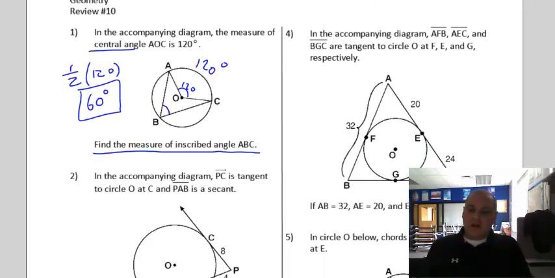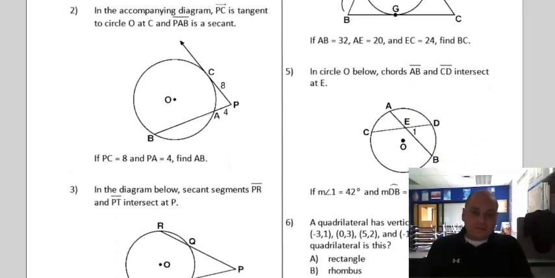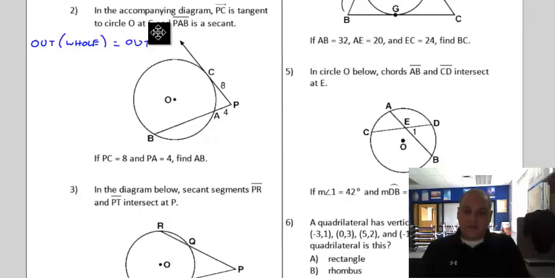Here we have a tangent and a secant, and we're talking about the lengths of the segments. So it's going to be the outside times the whole piece, and then that equals outside times the whole. Always remember, outside times the whole equals outside times the whole. So now, find AB, so we're going to call that x. The outside piece here is 4. So it's 4 times, the whole thing is x plus 4.